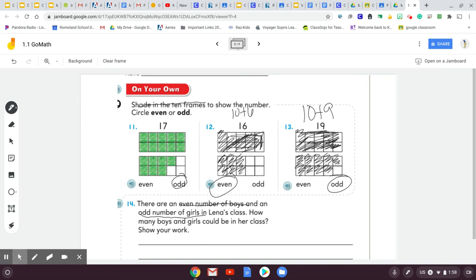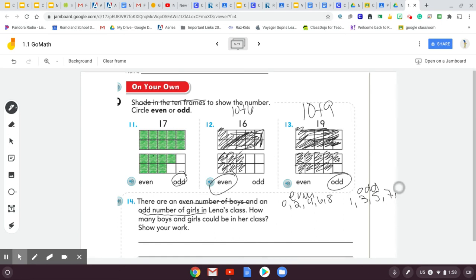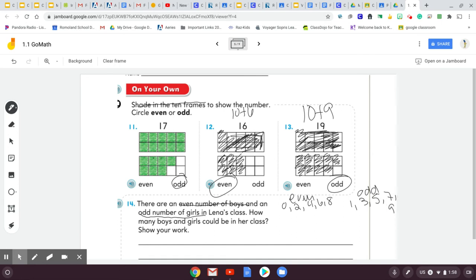Even number. What are my even numbers? My even numbers are 0, 2, 4, 6, 8. And my odd are 1, 3, 5, 7. They skip, right? And 9. Oops, ran out of room. So we go 0, 1, 2, 3, 4, 5. Okay, so on and so forth.